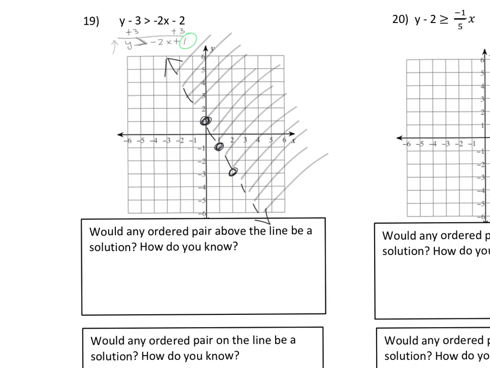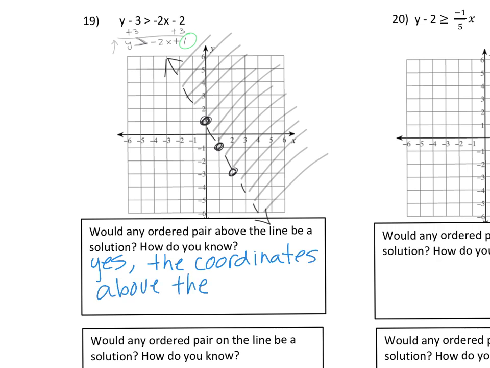Okay, so would any ordered pair above the line be a solution? Yes. How do you know? This is your study guide. Whatever makes sense to you. I would just say something along the lines of the coordinates above the line are shaded, something like that. Yeah, I just picked one just because it's shaded. That's fine with me. This is your study guide.